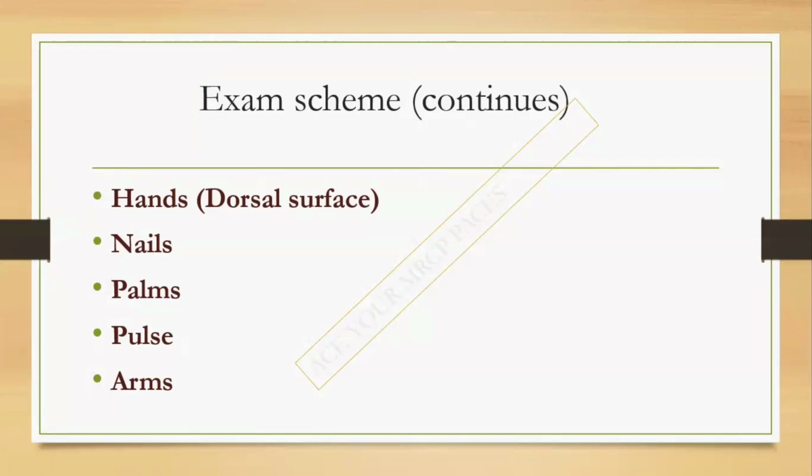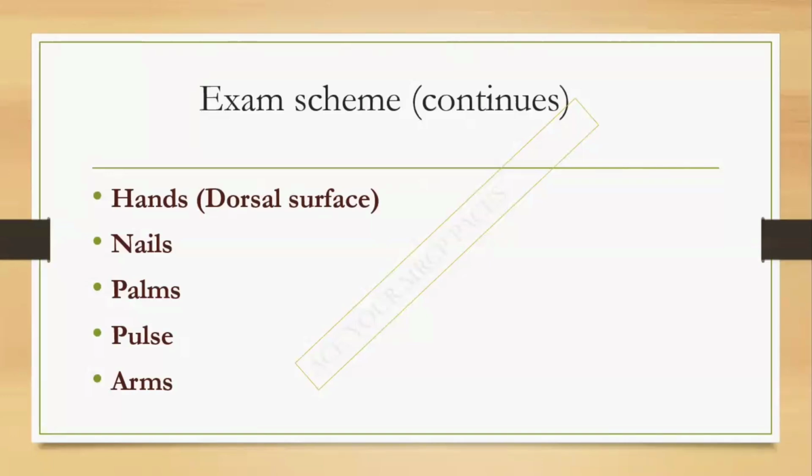Again, I would say that if you are appearing in the local exam, the FCPS exam, it is examiner biased. Maybe they might expect you to check clubbing by the card method, but it will waste your time, because if the clubbing is present, it will be obvious. So move towards the next step.